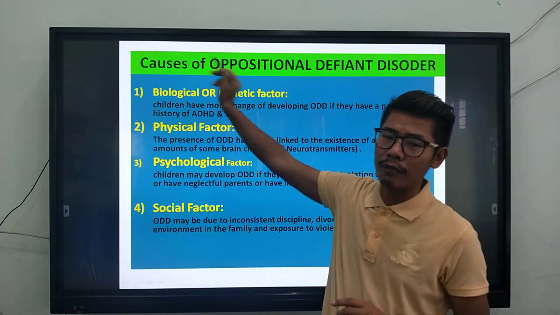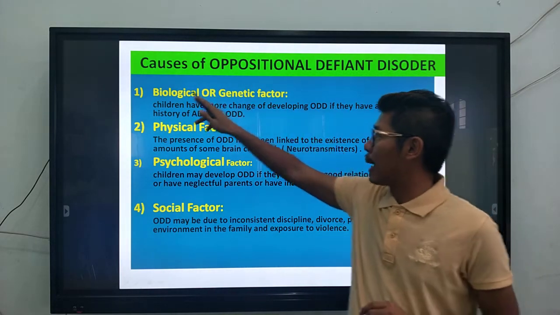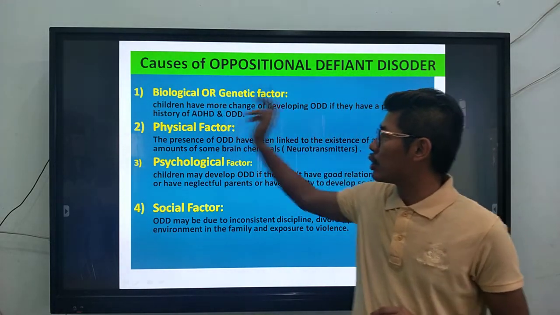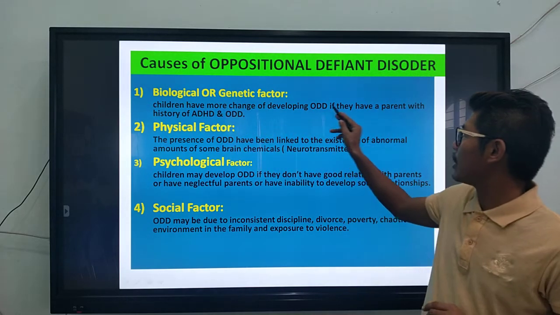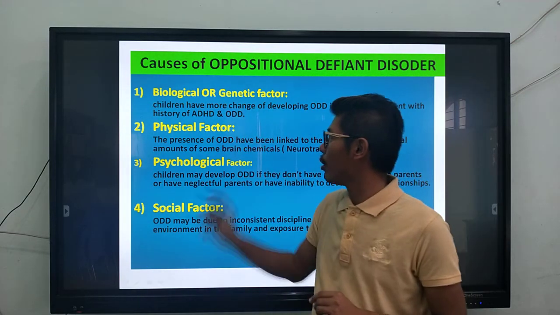Now, what are the causes of ODD? First, the biological or genetic factor. Children have more chances of developing ODD if they have parents with ADHD or ODD.